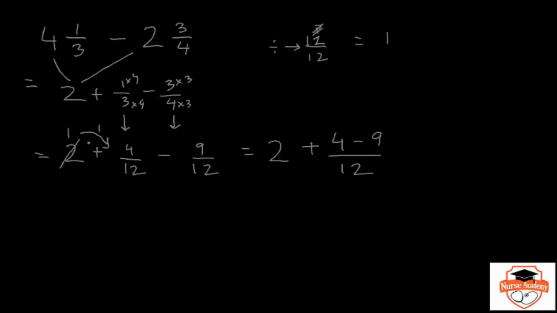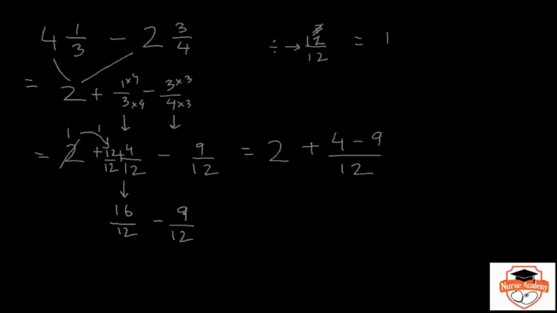Back to here. So the 2 changes to a 1. It has lent 1 whole to this 4/12. And this 4/12 is going to take this 1 whole as 12 over 12. So 12 over 12 or 1 whole gets added to 4/12. And now this one is no longer 4/12. This changes to 16/12. 12 over 12 plus 4 over 12 is 12 plus 4. That's 16 over 12, right? Minus 9 over 12. And look, now 16 is more than 9.